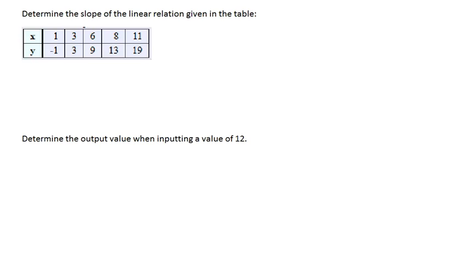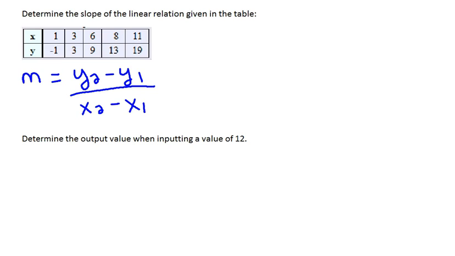This is how you determine the slope of a linear relation. This question says determine the slope of a linear relation given in the table. So we're given a table of x's and y's, and we are going to use the slope formula, which is y2 minus y1 over x2 minus x1.